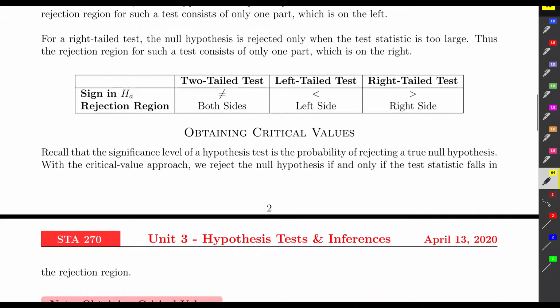So here's a breakdown of how alternative hypotheses and rejection regions correspond to one another. If our symbol is not equal to, it's a two-tailed test. Our rejection region lies to the left and to the right of the two z-scores respectively. If it's a left-tailed test, we use less than in our alternative hypothesis, and our rejection region lies to the left of that z-score. And then a right-tailed test is greater than, and our rejection region lies to the right of that z-score.